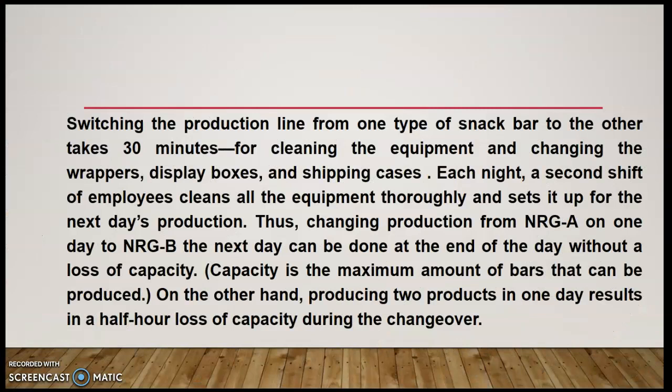Switching the production line from one type of snack bar to the other takes 30 minutes for cleaning the equipment and changing the wrappers, display boxes, and shipping cases. Each night, a second shift of employees cleans all the equipment thoroughly and sets it up for the next day's production. Thus, changing production from NRGA on one day to NRGB the next day can be done at the end of the day without the loss of capacity. So, that is what we call capacity here: the maximum amount of bars that can be produced. On the other hand, producing 2 products in one day results in a half-hour loss of capacity during the changeover.